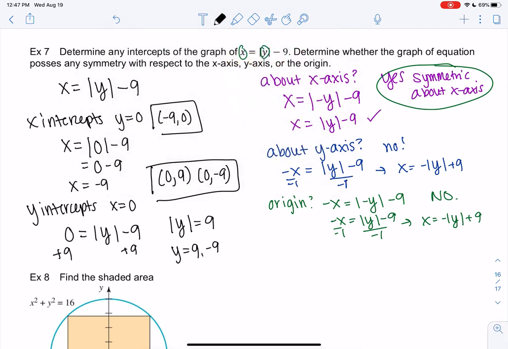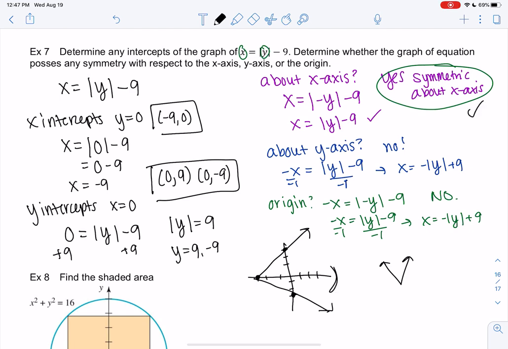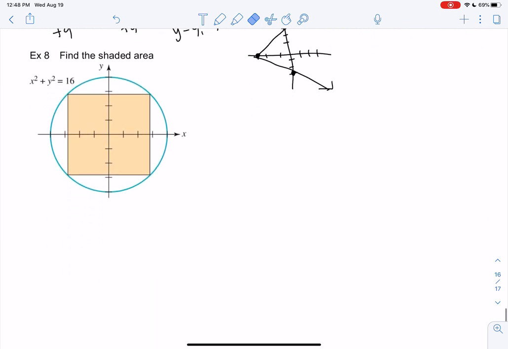Let's check out what it looks like. I'm gonna count by threes. 3, 6, 9, 3, 6, 9. So negative 9, 0 would be here. And then 0, 9, 0, negative 9. And if you don't remember what absolute values look like, they look like this, right? They make little V shapes. And so since we're doing x as a function of y, it ends up being the opposite. It ends up being a sideways version. And we can see the symmetry about the x-axis. So hopefully we're getting a refresher on some graphs as I go through these examples as well, because we will start graphing later. So let's do one final example.